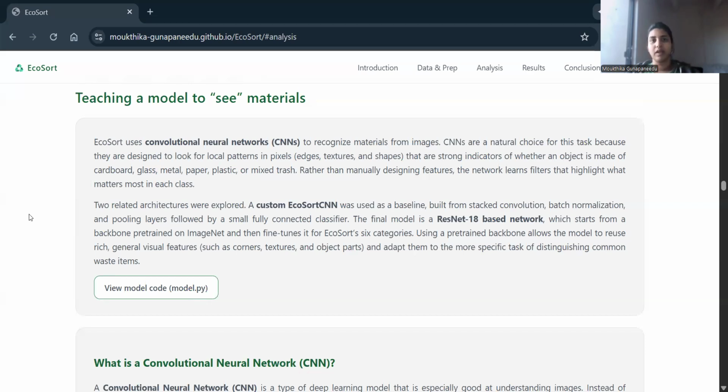So I worked with two related architectures. The first one is a custom CNN baseline, which I called EcoSort CNN, and the second one is a ResNet 18 based model, which uses transfer learning from ImageNet.